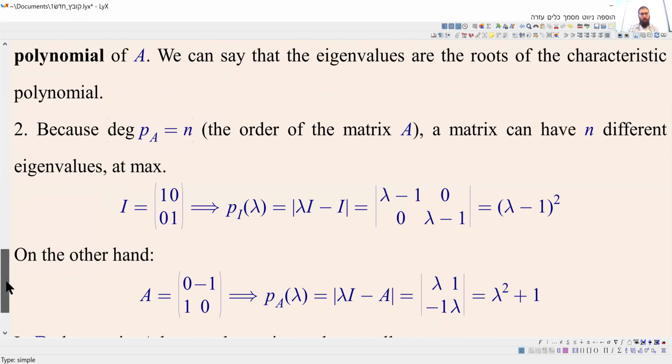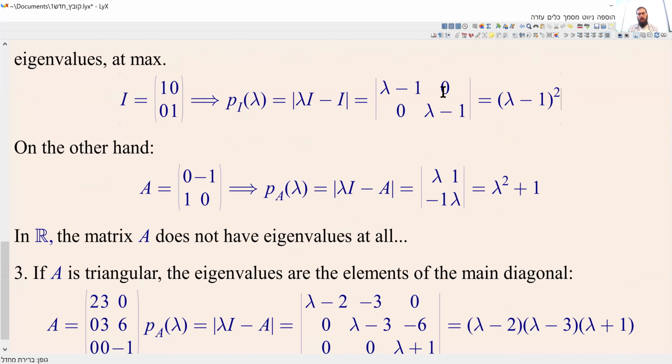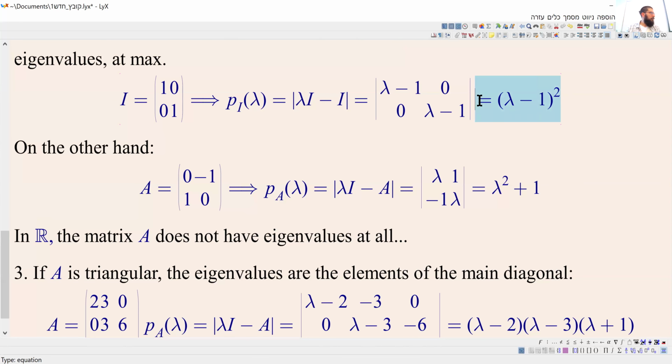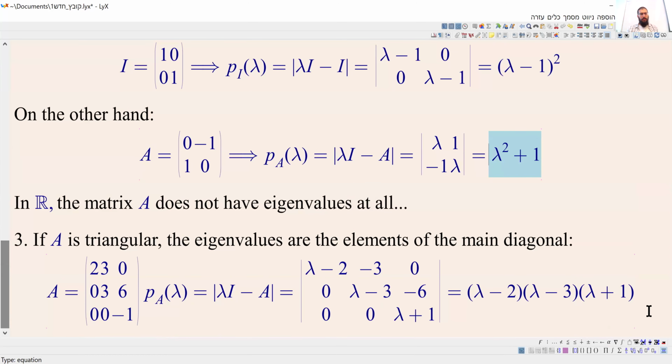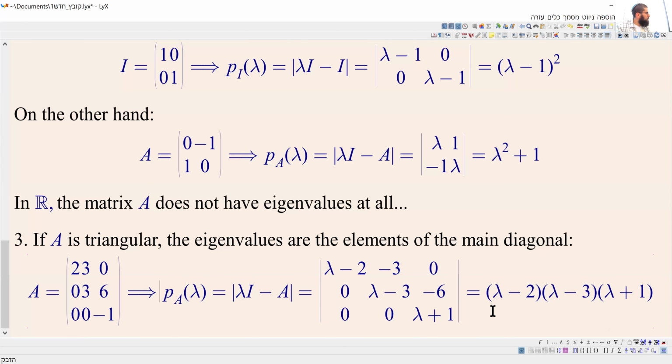One can see that on one hand, one eigenvalue can appear more than one time, as a root of order greater than one. On the other hand, there are matrices, at least over R, without eigenvalues at all, because the polynomial does not have any roots. And thirdly, when it comes to a triangular matrix, the determinant is the multiplication of the elements of the diagonal, meaning that the eigenvalues are the elements of the diagonal as well, because they solve P_A = 0.